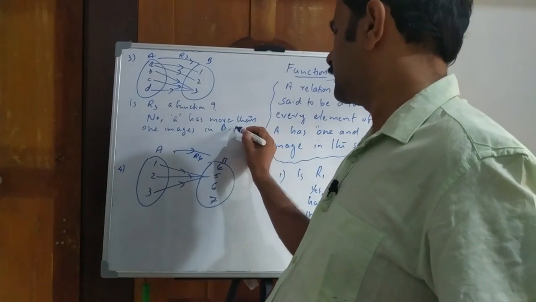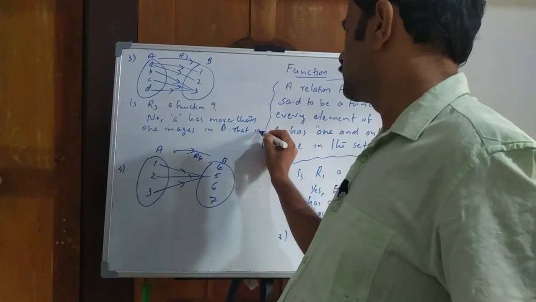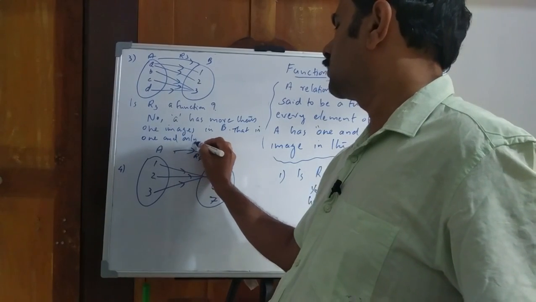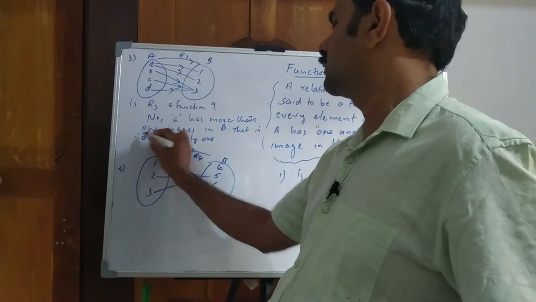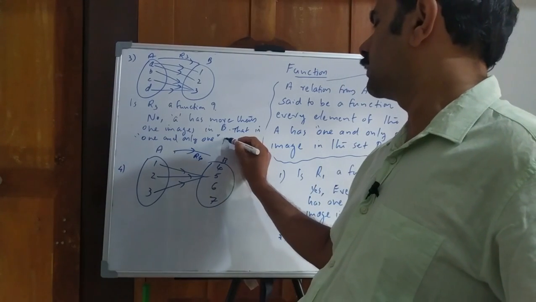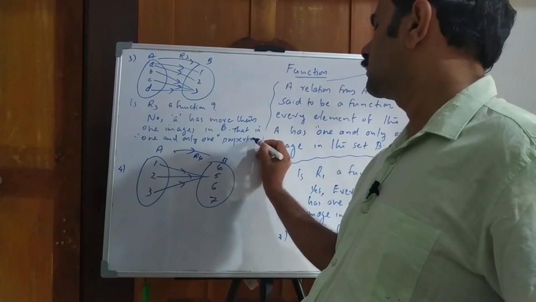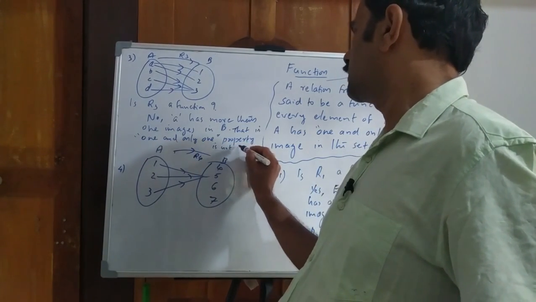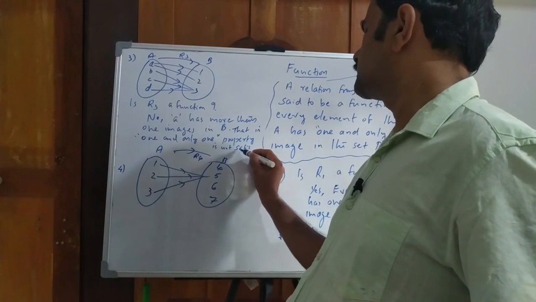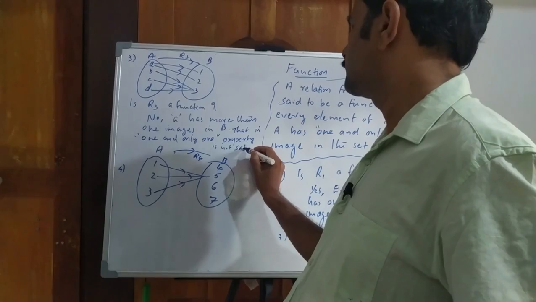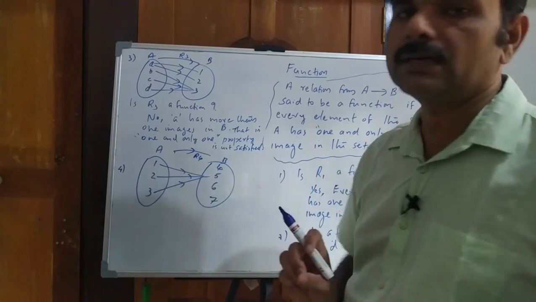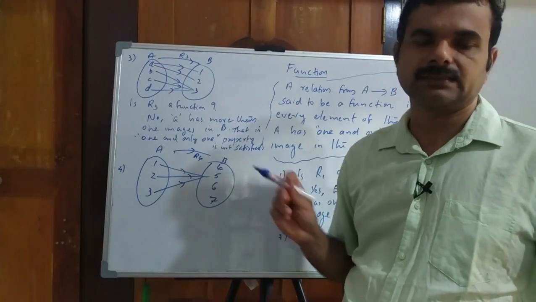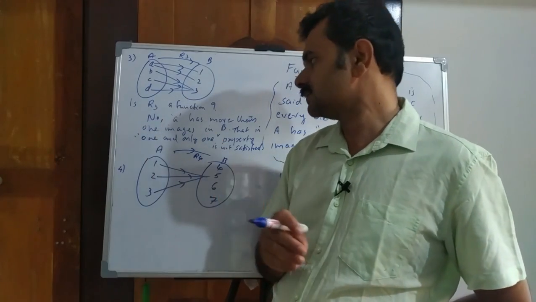Therefore, the one and only one property is not satisfied. Therefore, R3 is not a function because A has more than one images. That is, the one and only one property is not satisfied.